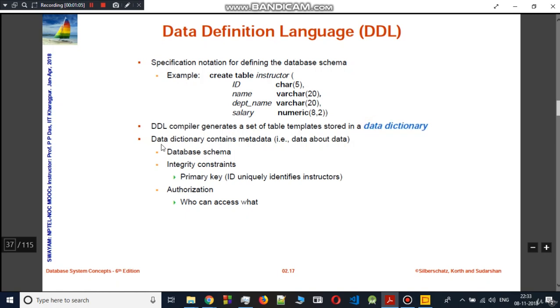The data dictionary contains metadata, data about data, the database schema, and in the schema there are integrity constraints like the primary key. And in that database, there is authorization, like who can access what. Admin can access all these things but an employee can't access the admin page. So that's called authorization. All these things are kept in the data dictionary. We will discuss more in the later session.